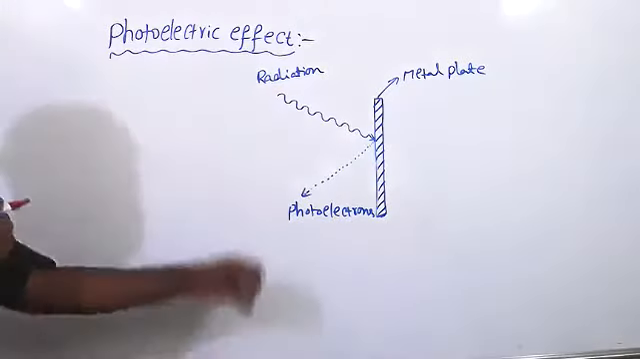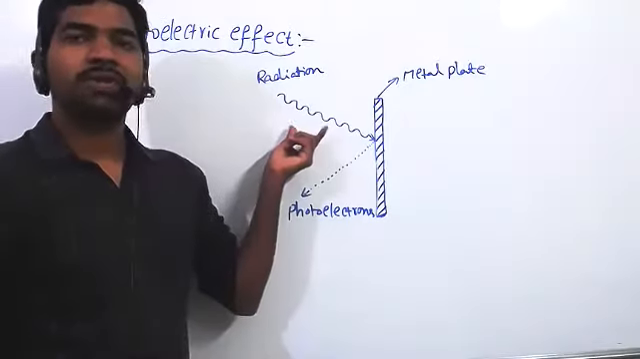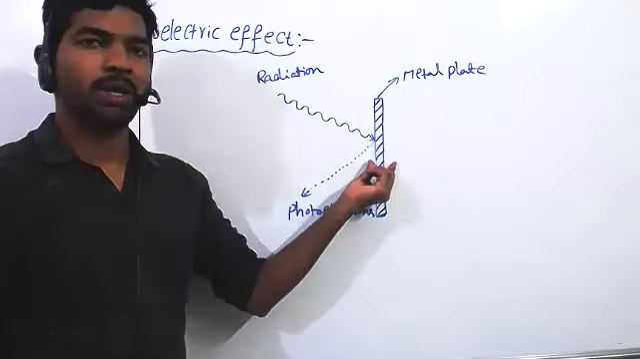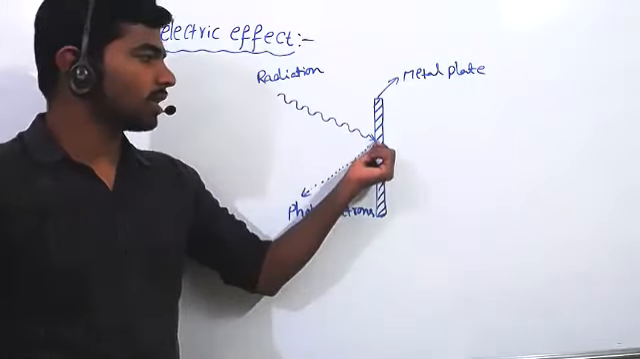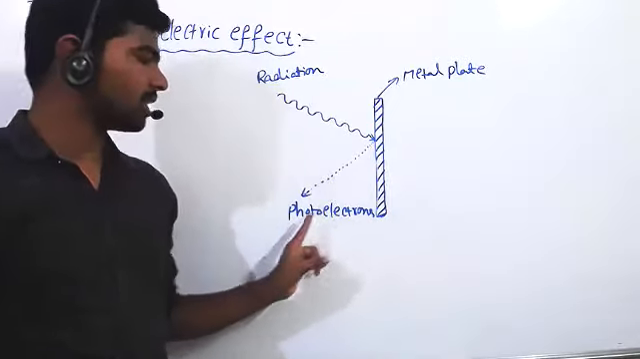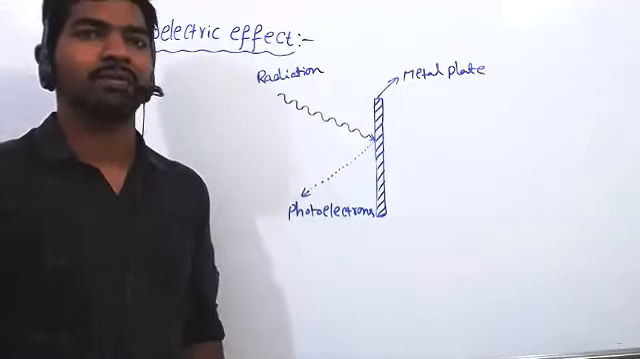See now, what is the definition of photoelectric effect? When a sufficient frequency of radiation strikes the metal plate, some electrons are ejected out from the metal plate. These electrons are called photoelectrons, and this phenomenon we are calling the photoelectric effect.